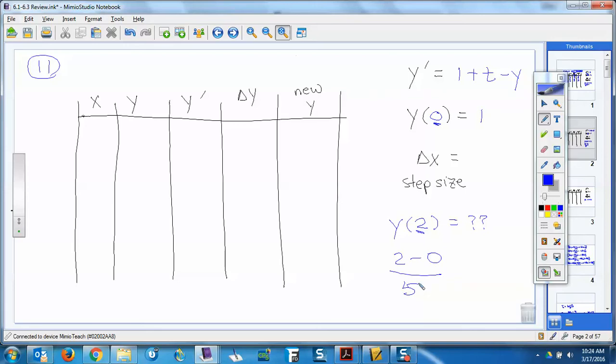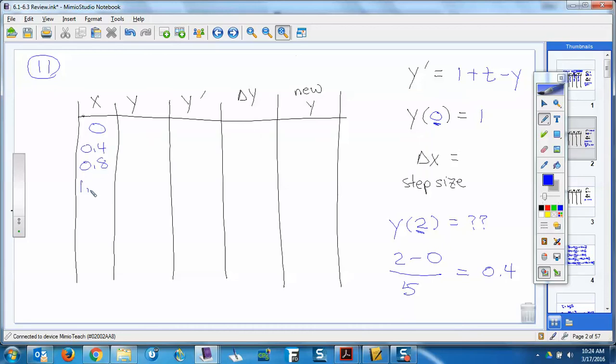So they went ahead and said use 5 steps of 0.4 size. That was nice of them to go ahead and do that calculation for you, but they certainly wouldn't have had to. Once they told you 5 steps, you should be able to find the step size, right? It's 0.4.